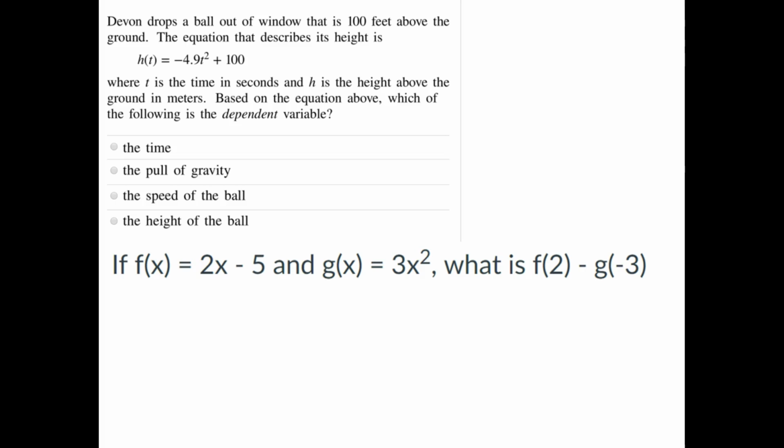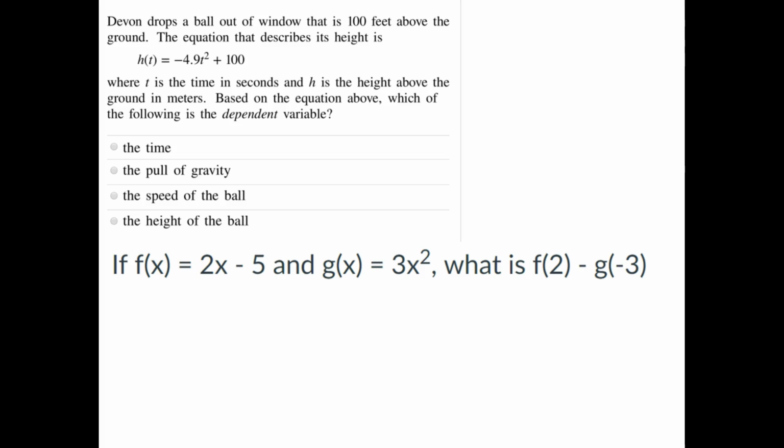Devin drops a ball out of a window that is 100 feet above the ground. The equation describing its height is h of t equals negative 4.9 t squared plus 100, where t is the time in seconds and h is the height above the ground in meters. Based on the equation above, which of the following is a dependent variable?